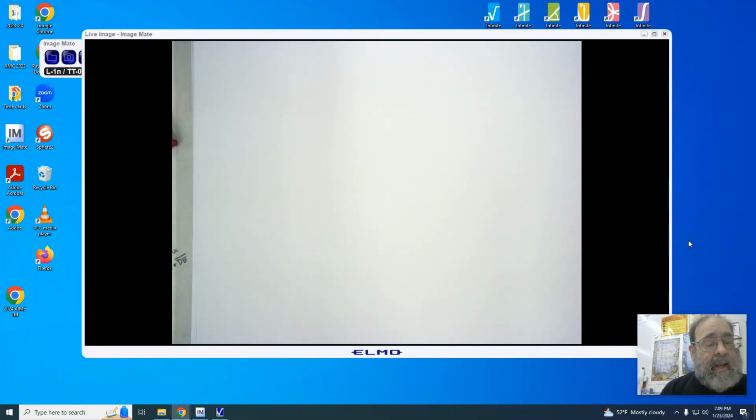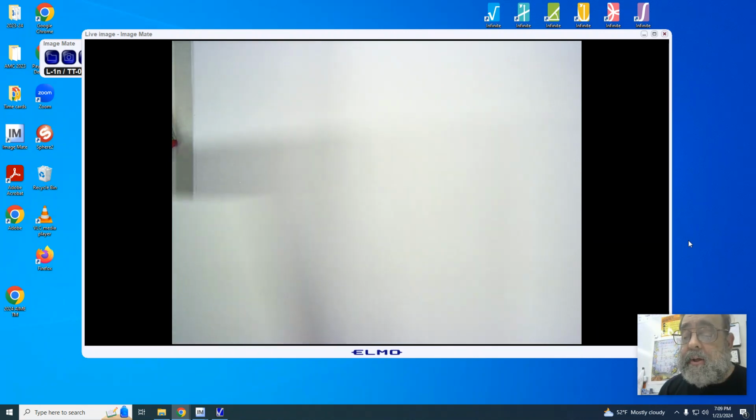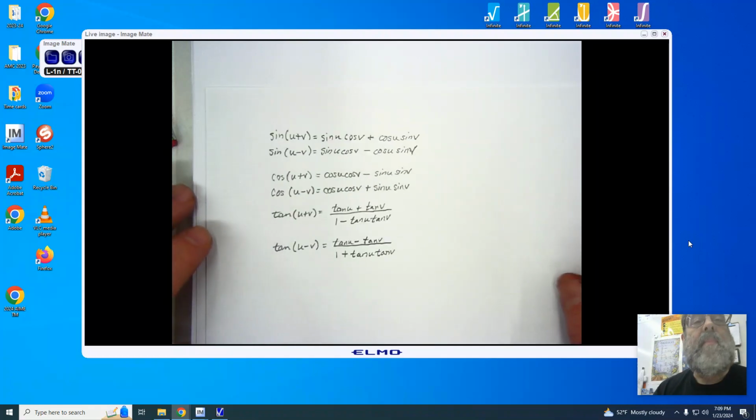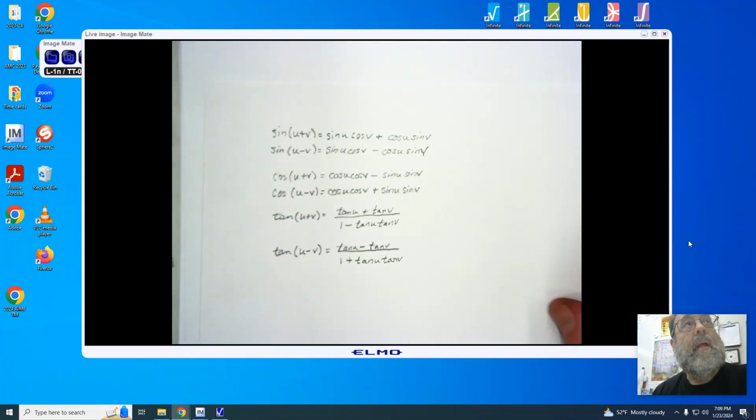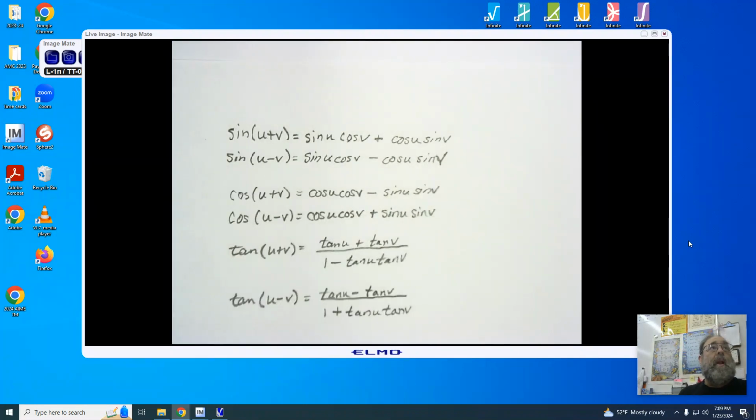Today we're going to be taking a look at how we work with the sum and difference identities of sine, cosine, and tangent. Now I've taken the liberty to write them down and I want you to look at them carefully. You are going to be expected to memorize these 6 formulas.